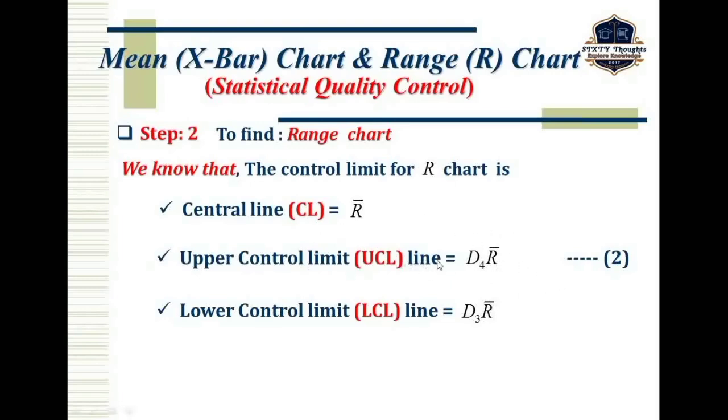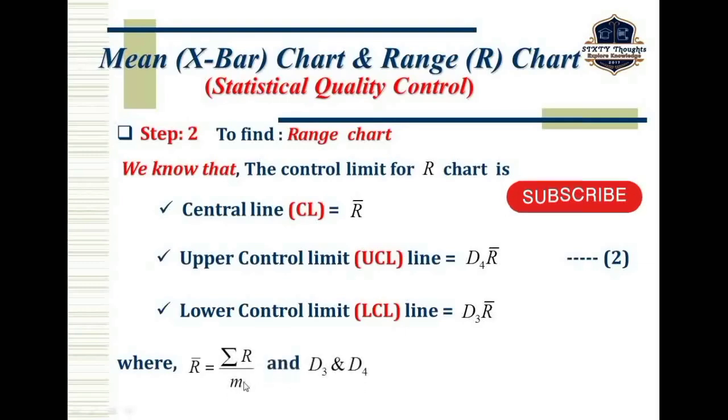Okay, so what is it? We need to find the line values. Then using the graph, we are going to draw the range chart. After that we are going to mark all the sample range values, to see whether they lie in control or out of control. Okay, so now we know the R bar formula. That is nothing but the sum of R divided by m. D3, D4 are called what? Constants for different values of n.